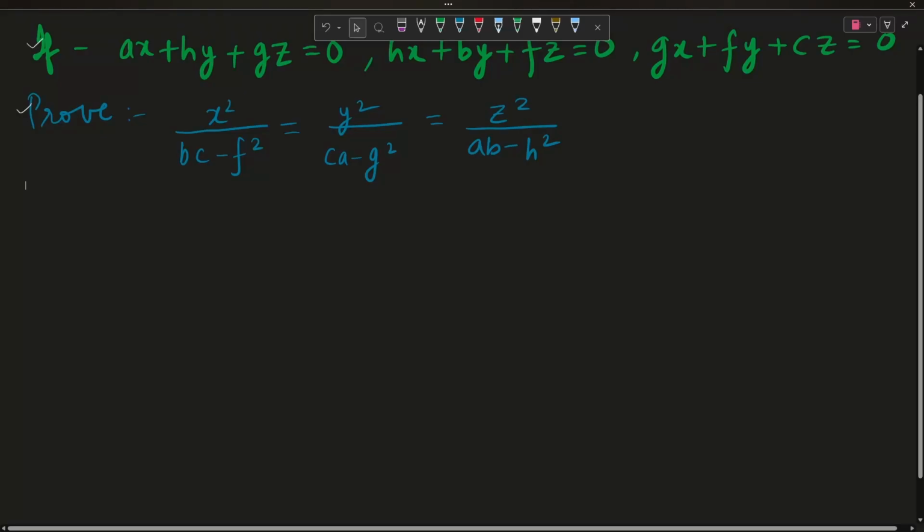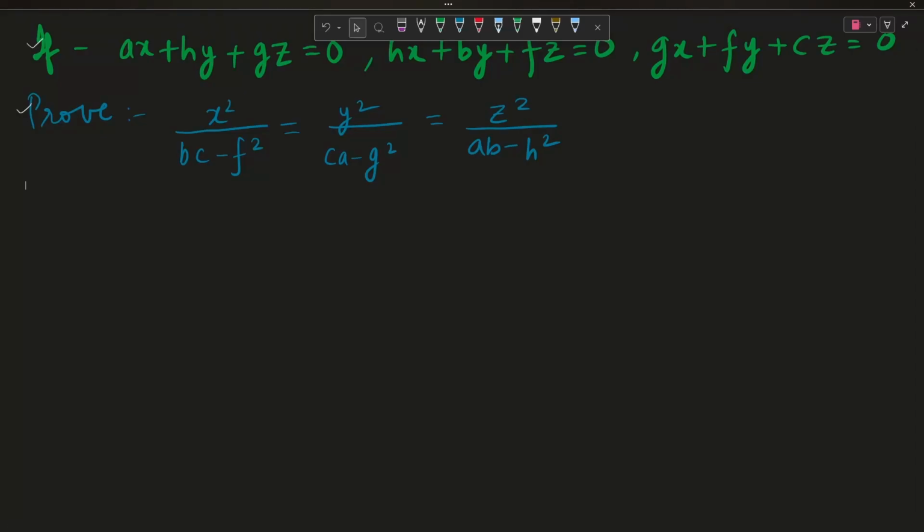Hello everyone. We will be solving this equation. To solve this equation, we will be making three cases. It is a very simple question, not a very difficult one. The only thing is that we are going to play with the equations instead of solving the equations.